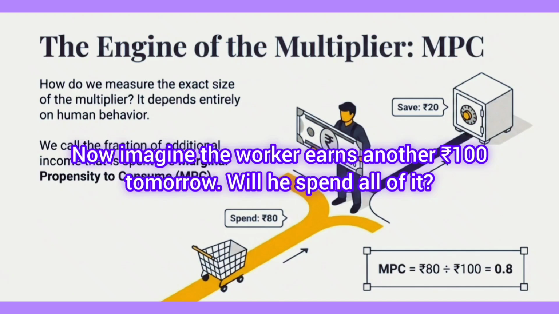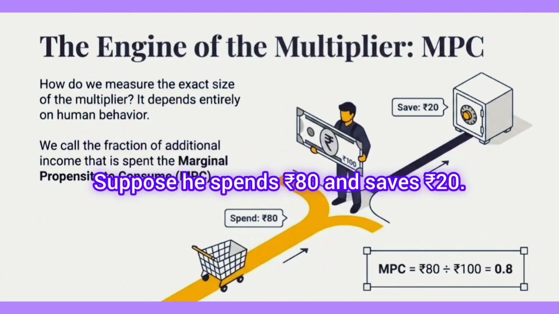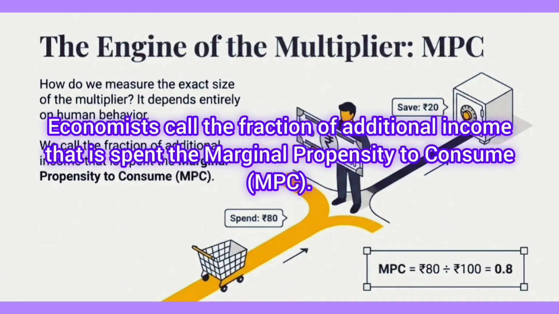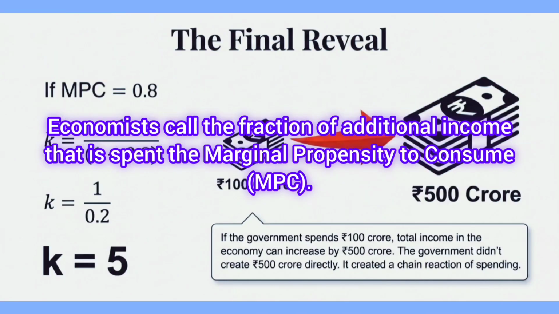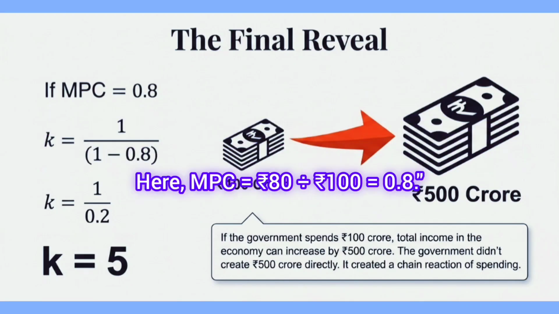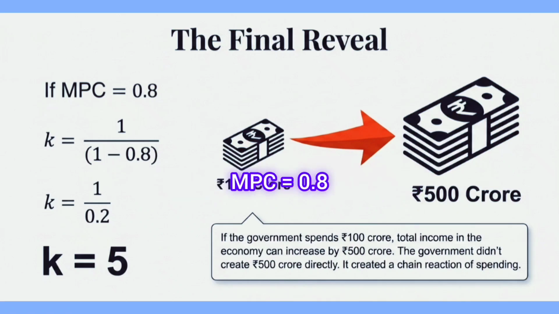Now imagine the worker earns another 100 rupees tomorrow. Will he spend all of it? Suppose he spends 80 rupees and saves 20 rupees. Economists call the fraction of additional income that is spent the marginal propensity to consume, MPC. Here, MPC is equal to 80 rupees divided by 100 rupees, which is equal to 0.8. Then, MPC is equal to 0.8.